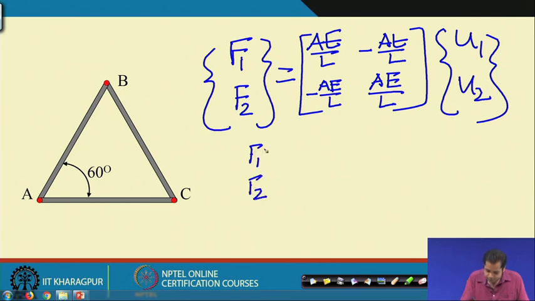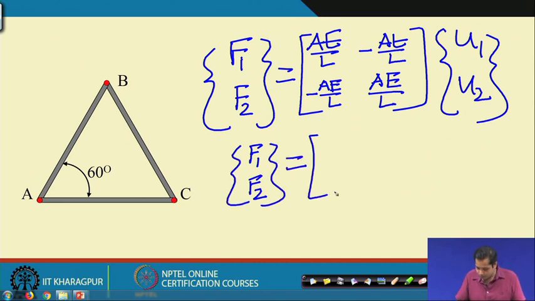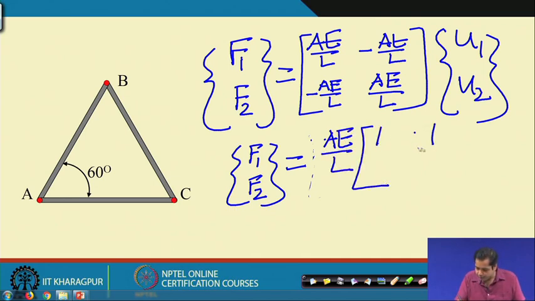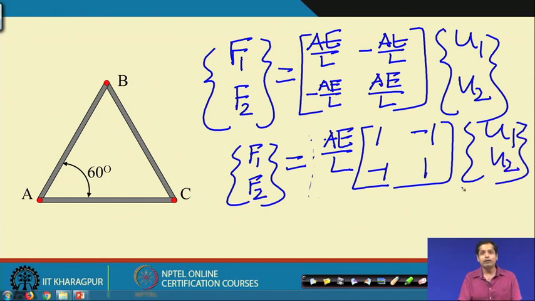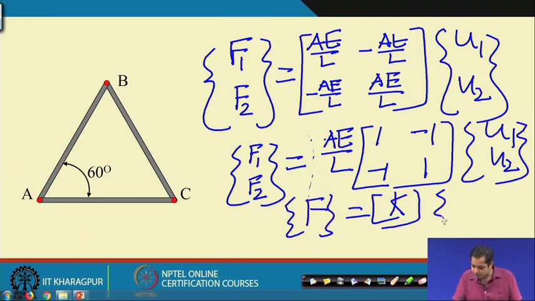Or if we write the same equation quickly, F1 and F2, taking AE by L common, it will be AE by L times the matrix 1, minus 1, minus 1 and 1, and then U1 U2. Now, this is essentially K, this is essentially F and this is essentially D.